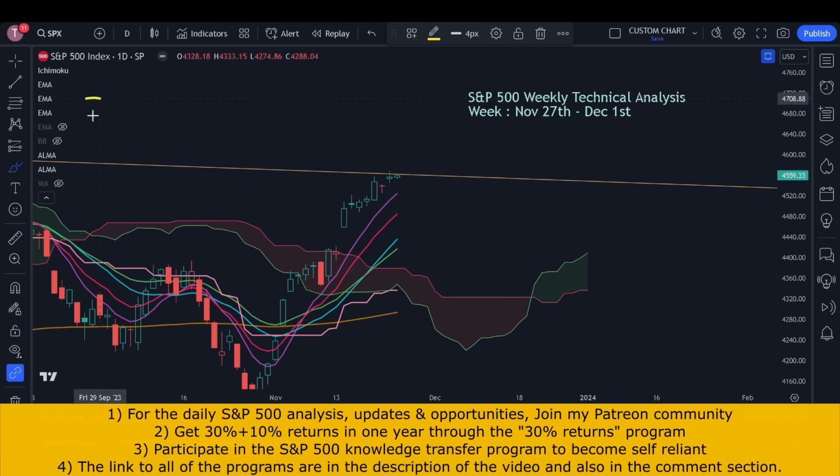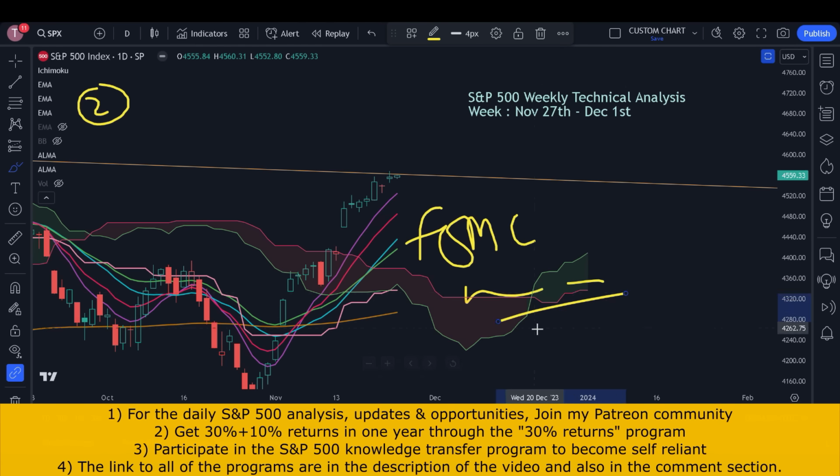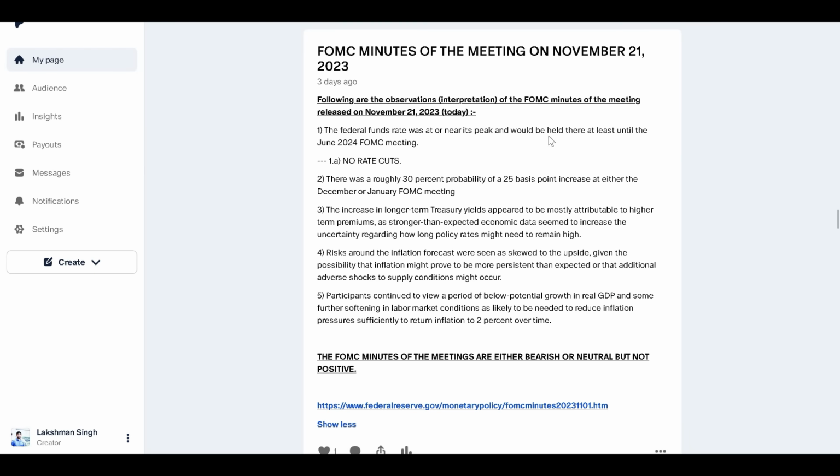Now guys, I'm going to discuss the second point of the agenda of this S&P 500 weekly technical analysis. The second point of the agenda is the Federal Open Market Committee minutes of the meetings. Let me show you. On 21st of November, the FOMC minutes of the meetings were published.